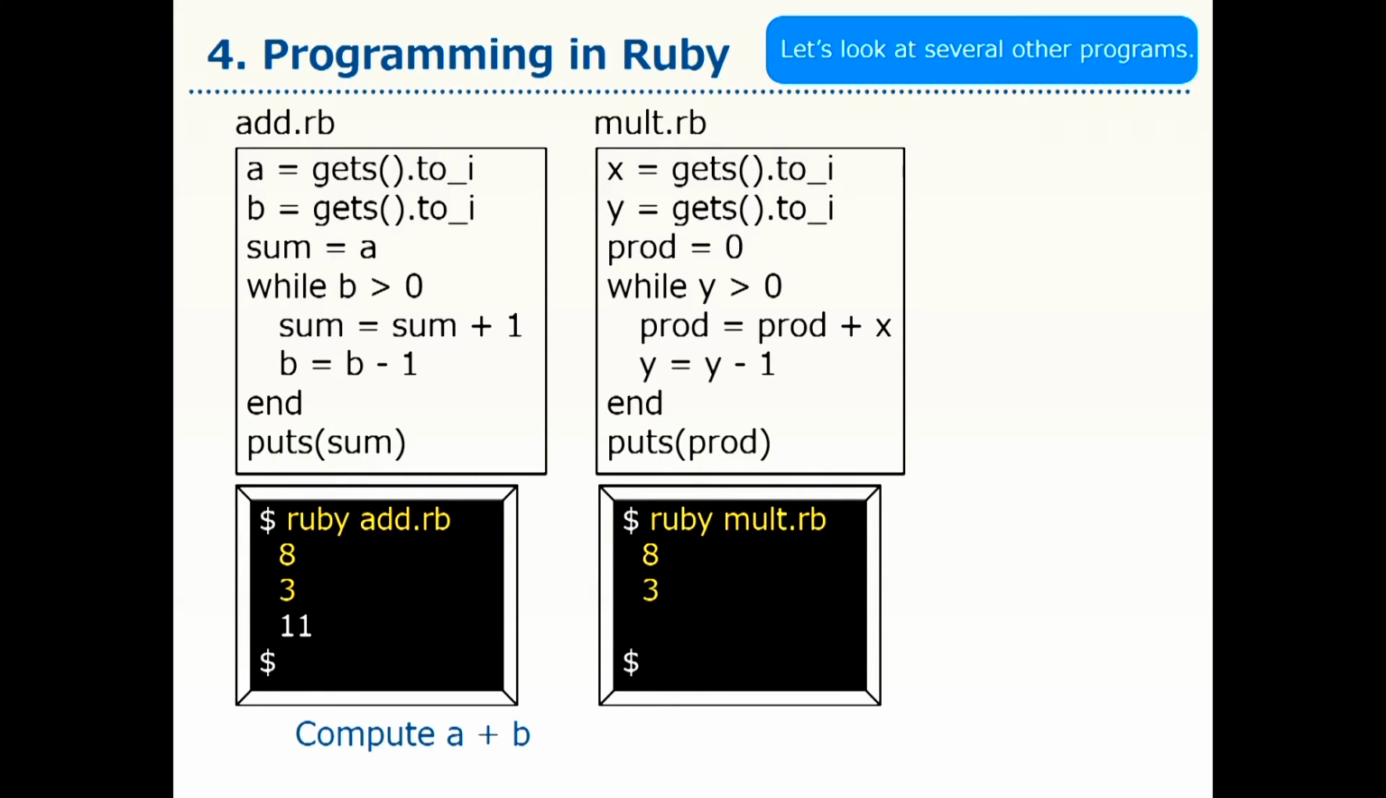Input x and y. First, the variable prod, meaning product, is set to 0, and then it loops. As the value of y decreases by 1 each time, the value of prod is increased just by the value of x, and it loops.